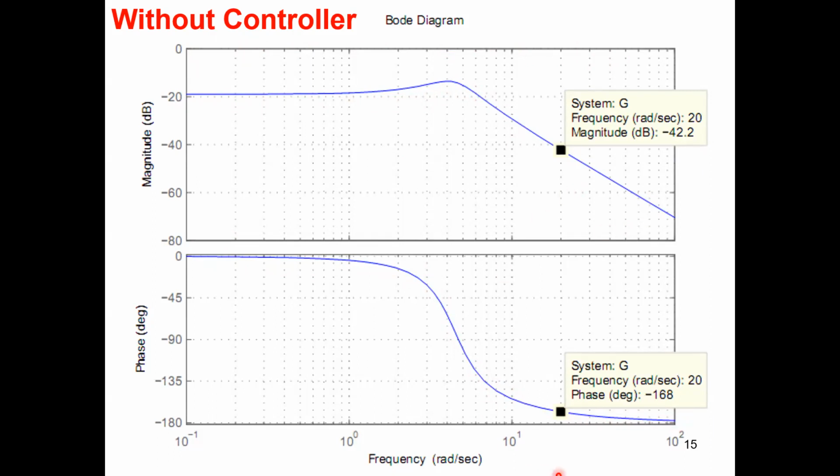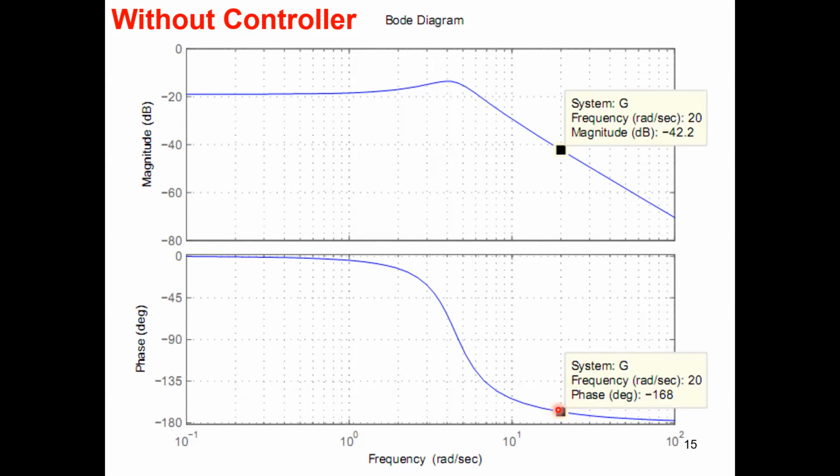So at 20 radians per second, this is 10 to the 1, that is 10, right? And this is 20, 30, 40, 50, 60, 70, 80, 90, 100. So for 20, it is this point, and you can see the magnitude is minus 42.2 dB. That is not 1 or 0 dB. It is far below that. And if you look at the phase, it is 168 degrees. So you can calculate these two values.